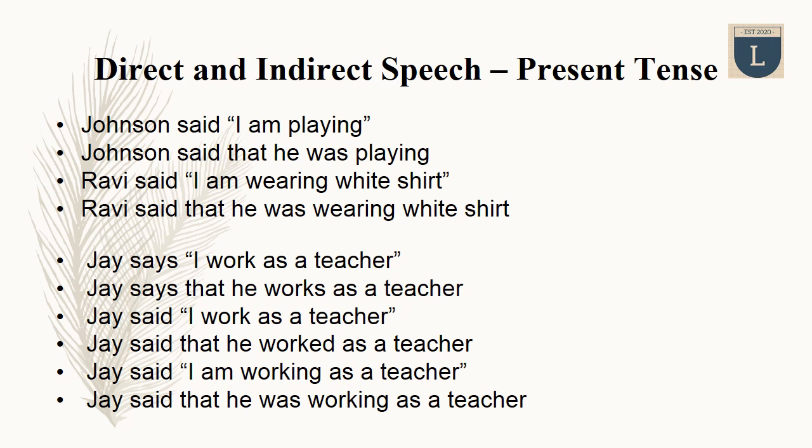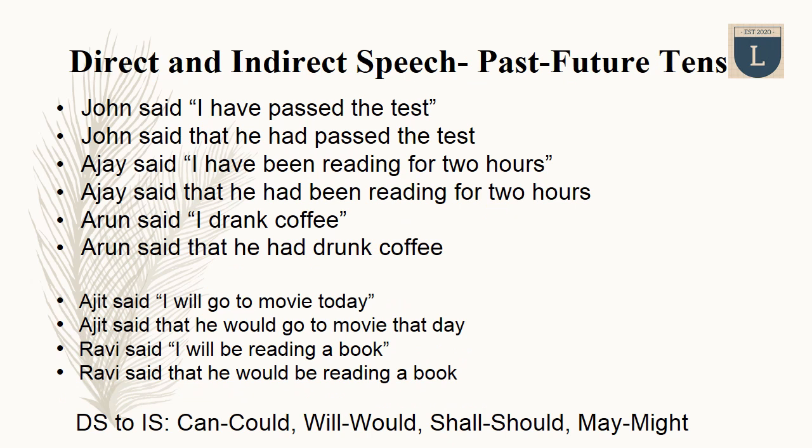Jay says, "I work as a teacher." We change it to: Jay says that he works as a teacher. Next, Jay said, "I work as a teacher." Jay said that he worked as a teacher. Another example: Jay said, "I am working as a teacher." Jay said that he was working as a teacher. This represents simple past tense.